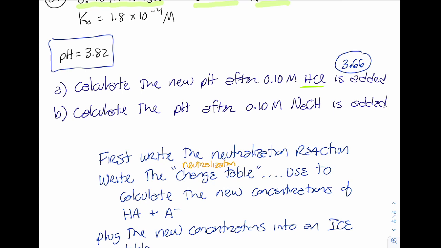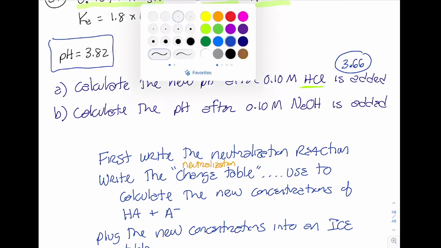So we're going to do part B, and it's going to be the same process. I'm going to write my neutralization reaction. I'm going to make my change table. I'm going to calculate my new concentrations after that base has been neutralized by the acid component of my buffer. We'll take those new concentrations, plug them into an ice table, calculate my pH. So I have a 0.1 molar sodium hydroxide solution.